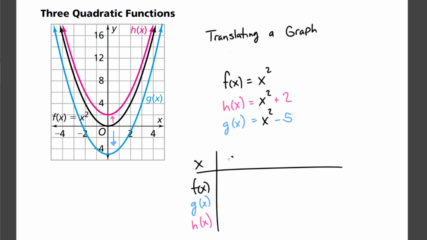So let's start off with 0. Your table, I think, starts off at like -2 or 3, but I want to start off at 0, so I'm going to start my table off at 0. For x squared, 0 to the power of 2, 0 times 0 is just going to be 0. For g of x, 0 times 0 is still 0, but now I have -5, so I'm starting at -5. For h of x, 0 times 0 is still 0, plus 2.